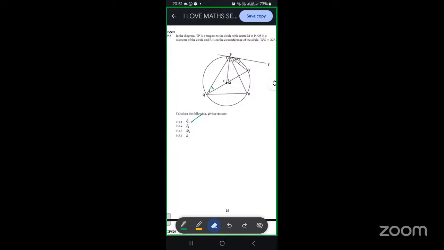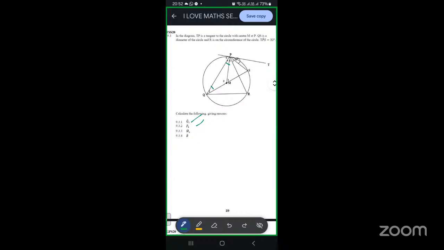P4 equals 32. Okay, P4 is equal to 32. I agree. What's the reason now behind the statement? It's angles opposite equal sides. Angles opposite equal sides, Q1 equals P4. I agree, 100% correct, sir. Then now we can proceed to the next one.